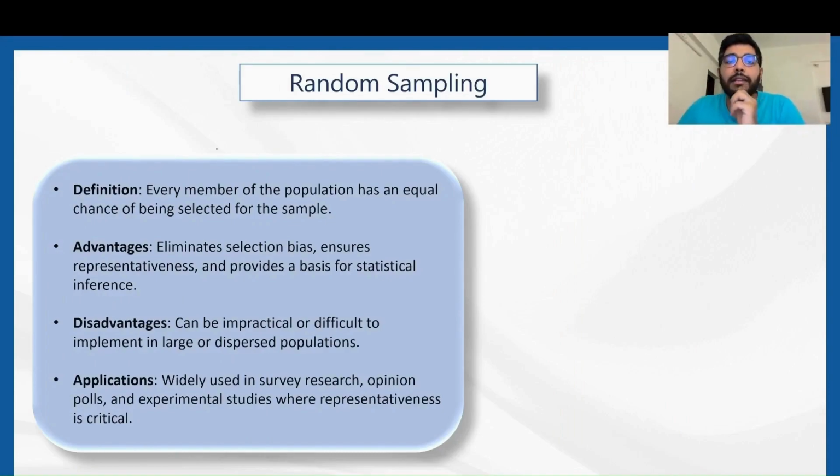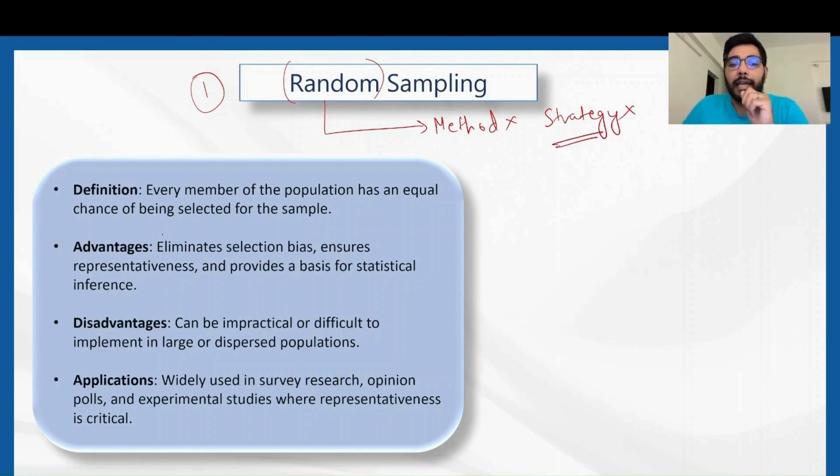Coming to the first type of sampling, that is random sampling. What is the meaning of random? Random means without any method, right? No method or no strategy to do the sampling. In random sampling, every member of the population has an equal chance of being selected for the sample, right? Since there is no method, there is no strategy for choosing, every member has an equal chance of being selected.